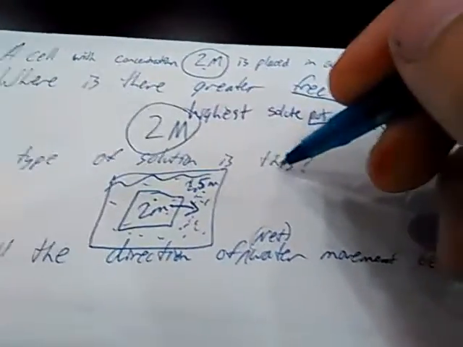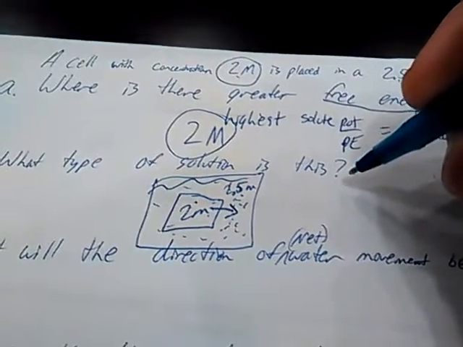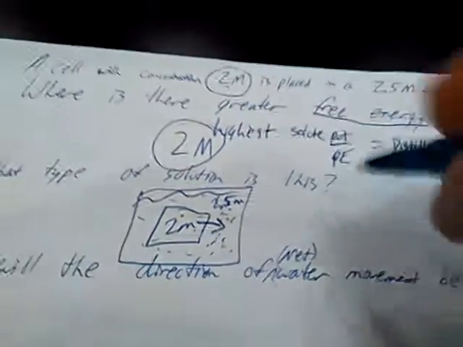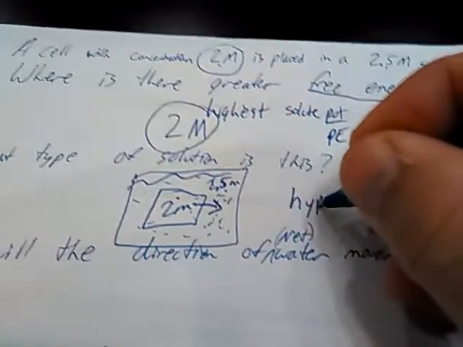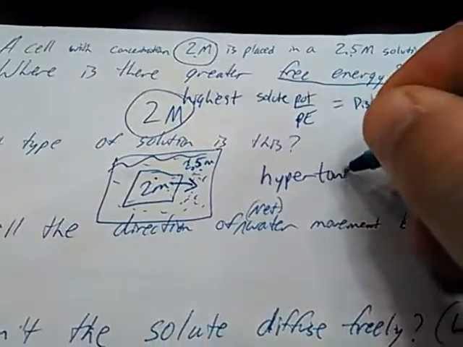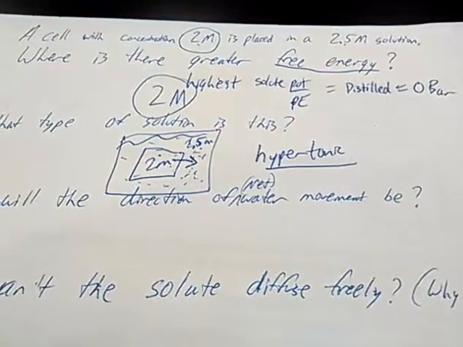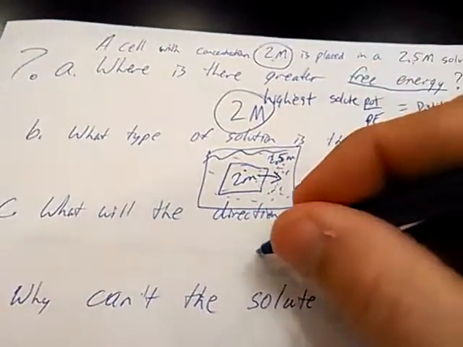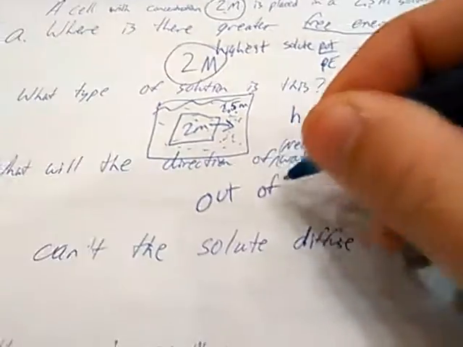What type of solution is this when the water goes out? Well, it's going to give us a skinny cell in the end. Is that going to be a hypo or a hyper? I think it's going to be hypertonic. All right. What will the direction of water movement be? Shoot, I already answered that in part B. Out of the cell.